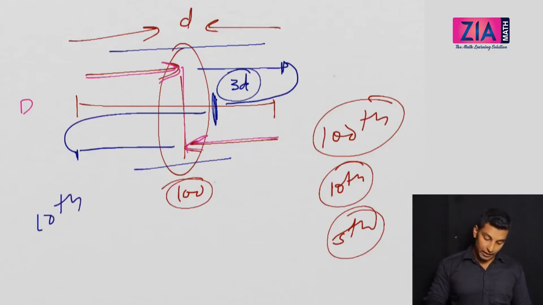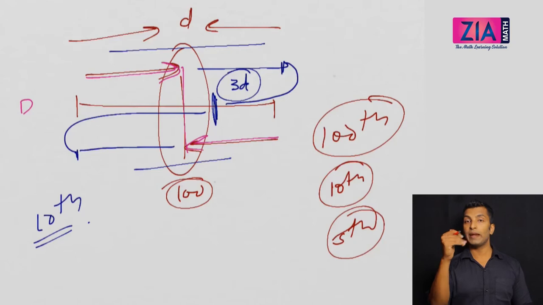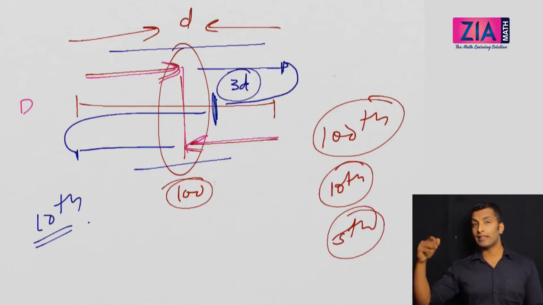So if it is 10th meeting, you can understand now. Okay, so third meeting I told you 5D, fourth meeting 7D, fifth meeting, like that it will go, right?